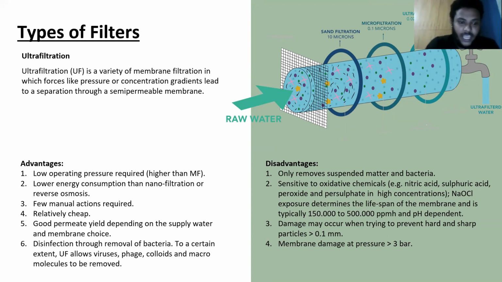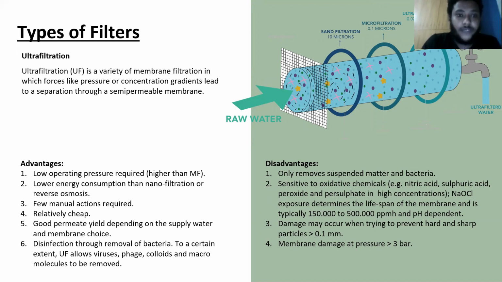The advantages are low operation pressure, low energy consumption, few manual actions required, and it's relatively cheaper than the other types of filtration. The disadvantages: it only removes suspended matter and bacteria, it's sensitive to oxidative chemicals like nitric acid and sulfuric acid, and damage may occur when trying to filter hard and sharp particles, especially when the particle size is more than 0.1 millimeter.